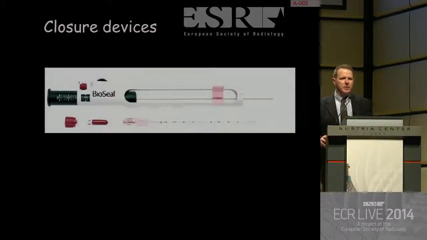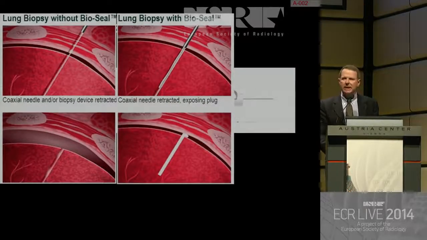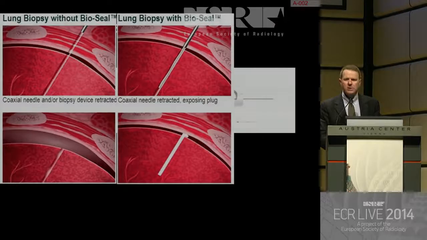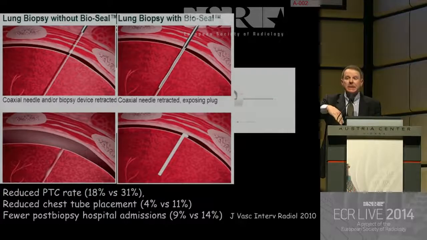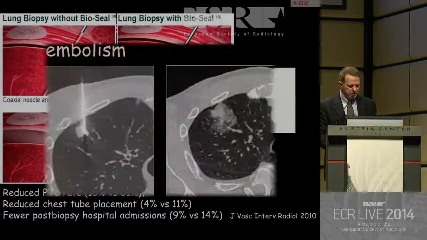And actually, there is a company who has marketed a closure device where a hydrogel plug is left into the tract and actually avoids air escaping the lung and going into the pleural space. There are studies published on this, and these studies claim that the pneumothorax rate is reduced, also the number of chest tube placements, and if you place fewer chest tubes, the cost of the plug is offset by the reduced cost of fewer days in the hospital. And of course, there were fewer post-biopsy admissions.